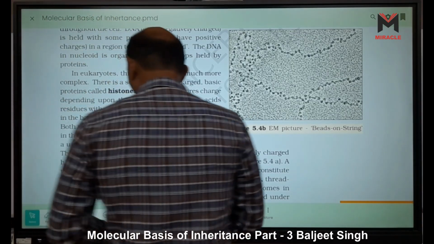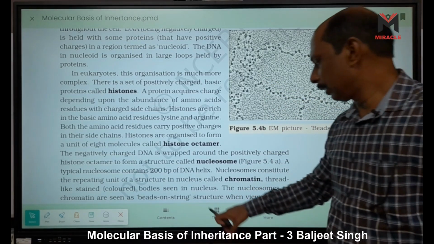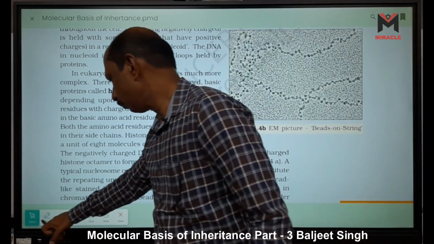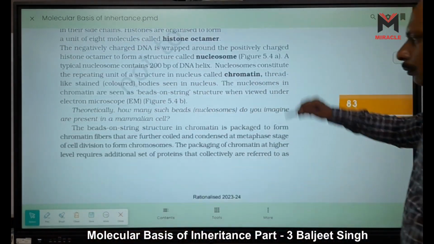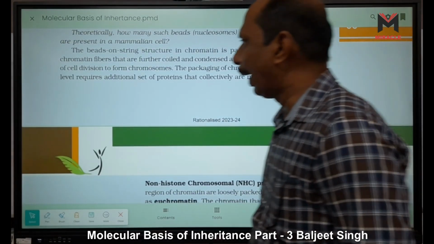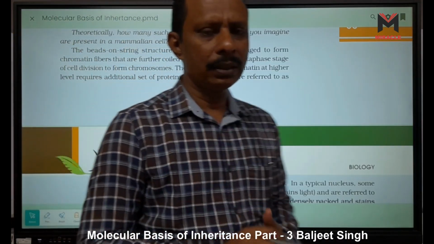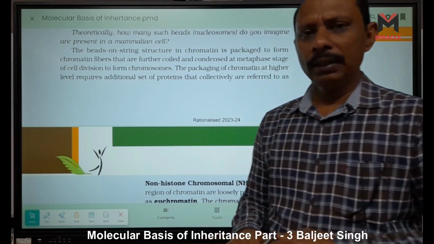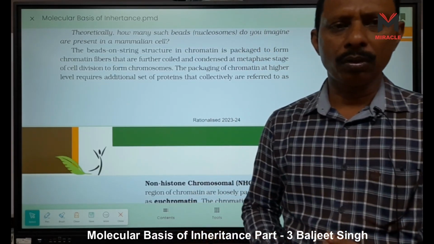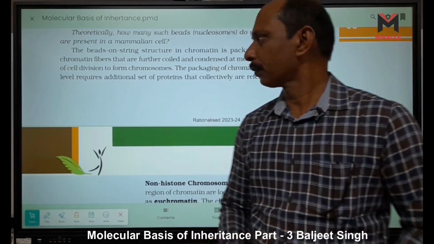Chromatin is seen as beads on a string, as seen here. You can see the string structure when viewed under the electron microscope. Theoretically, how many such nucleosome beads do you imagine are present in a mammalian cell? In a mammalian cell, we divide the total number of base pairs by 200 base pairs. Then we get the total number of beads in a specific mammal, right?